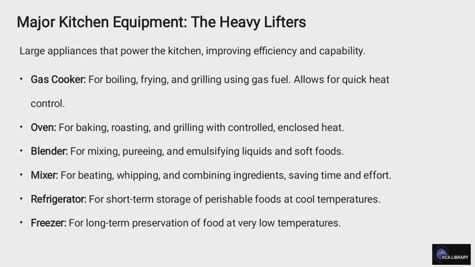The major kitchen equipment. Large appliances that power the kitchen and improve efficiency and capability are known as the heavy lifters. Examples include the gas cooker. This is for boiling, frying, and grilling using gas fuel. It allows for quick heat control. There's also the oven. The oven is used for baking, roasting, and grilling with controlled and enclosed heat. There's also the blender for mixing, pureeing, and emulsifying liquid and soft food. There's also the mixer. This is for beating, whipping, and combining ingredients, saving time and effort.